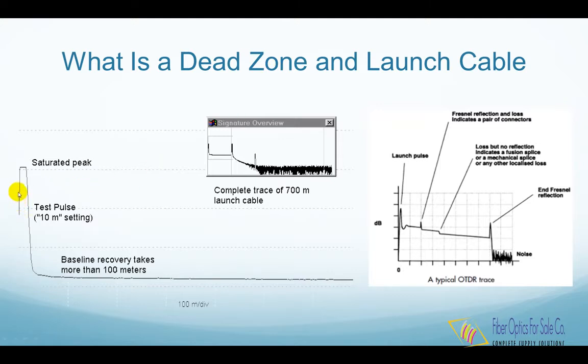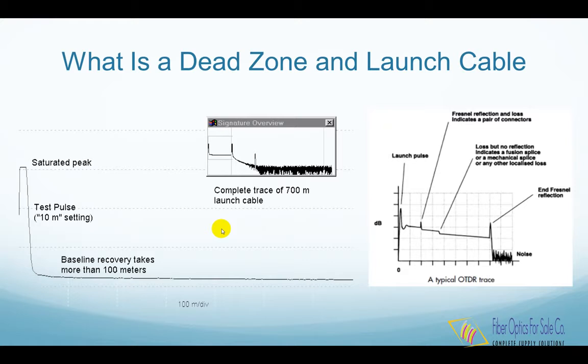Dead zones are expressed in distance such as meters. A dead zone is defined as the length of time during which the detector is temporarily blinded by a high amount of reflected light until it recovers and can read light again. Think of when you drive a car at night and you cross another car in the opposite direction. Your eyes are blinded for a short period of time. In the OTDR world, time is converted into distance.